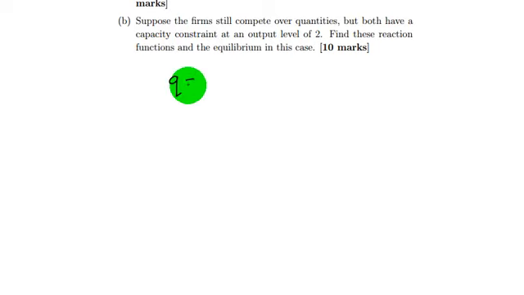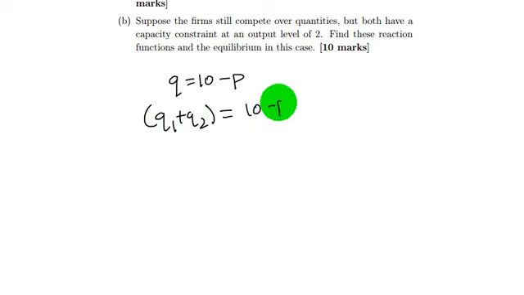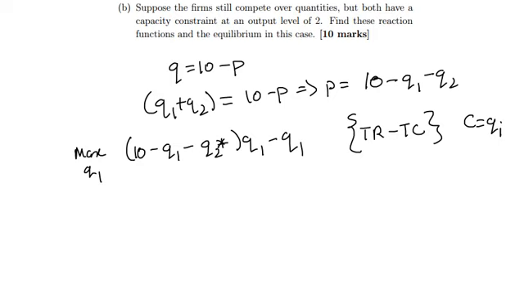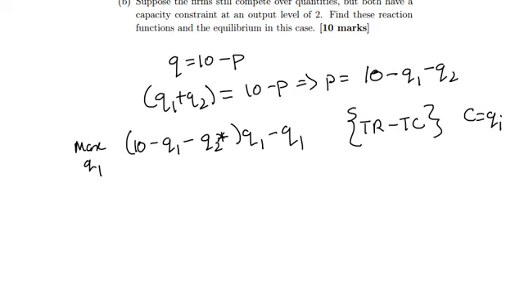Thus we have Q equals 10 minus P. Over here Q means Q1 plus Q2, which equals 10 minus P, or P equals 10 minus Q1 minus Q2. This is a very important relation as we will be using it for the profit maximization formulation. That is, we have the following maximization problem: total revenue minus total cost, as cost is given as Qi. Now this is for Q1 star.